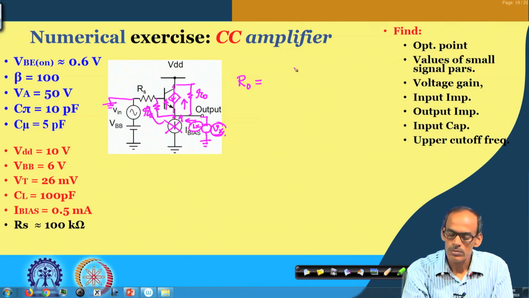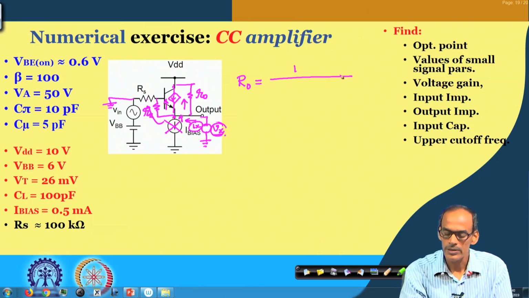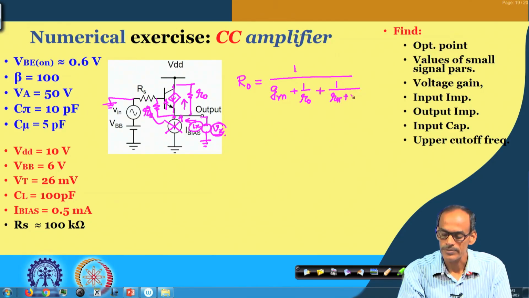So, you may recall that we do have the 3 conductances contributing to Ix. That gives us a hint that the output resistance will be 1 divided by all the 3 conductances: one is gm, then 1 by Ro, and then 1 divided by R pi plus Rs.